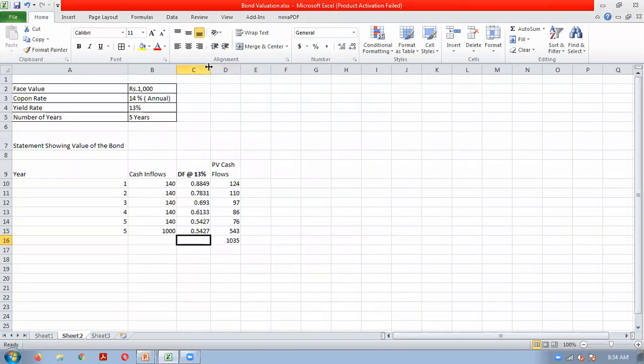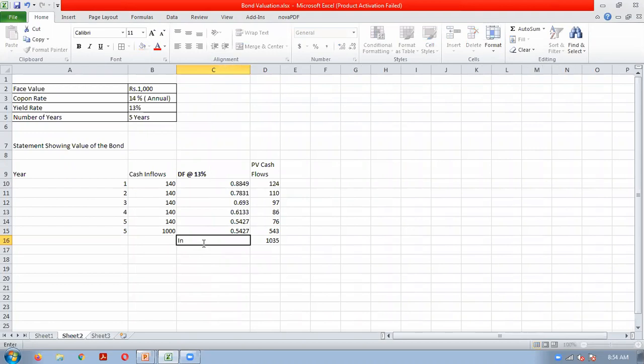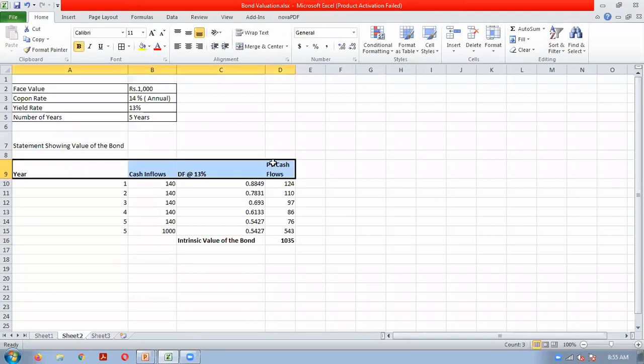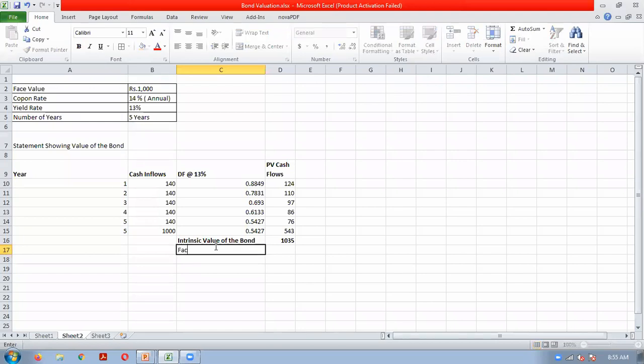So what is the intrinsic value of the bond? The intrinsic value of the bond, or you can say the correct value of the bond, is 1035. Now tell whether this bond is at premium or at discount. Will the company issue this bond at premium or at discount? So see, face value is how much? Face value is 1000, but the actual intrinsic value is 1035. So we can say this bond is traded at premium.